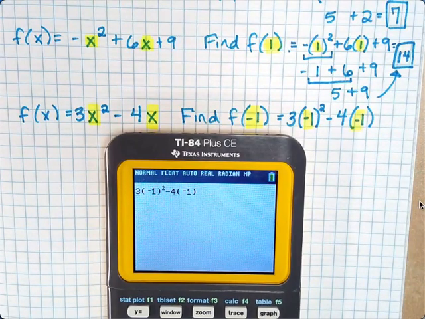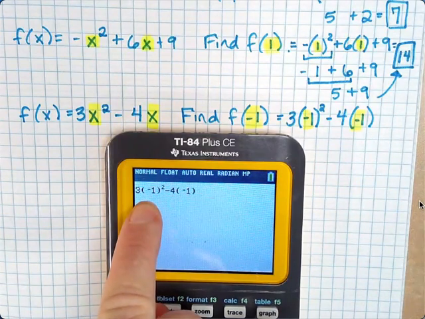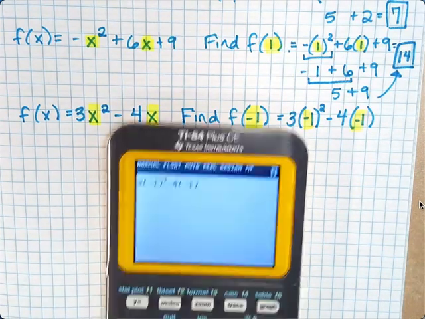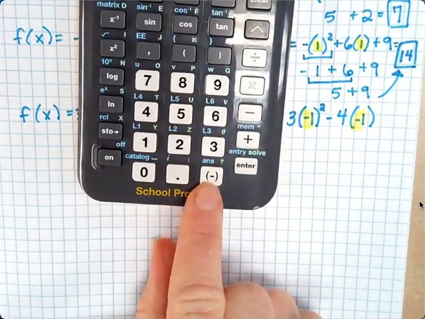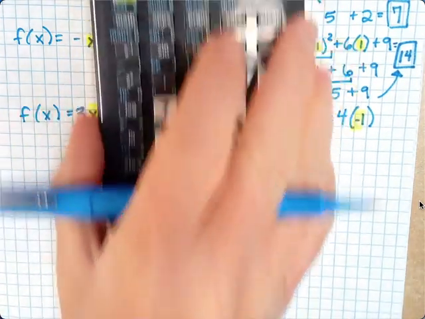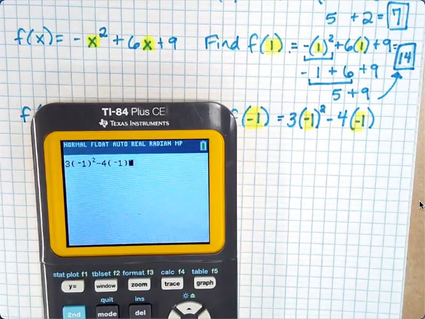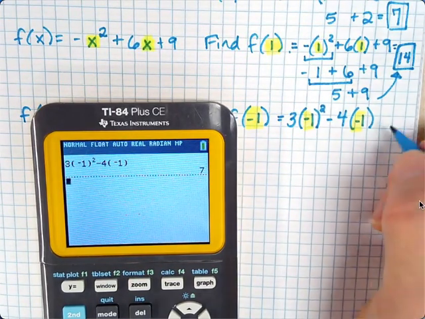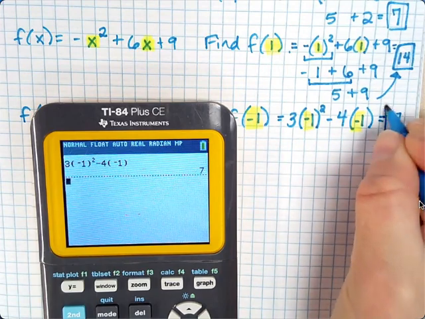Make sure you see the difference between negative and minus. You use the negative down here, minus for minus, negative for negative. They're different. Is that what y'all got? So equals 7.